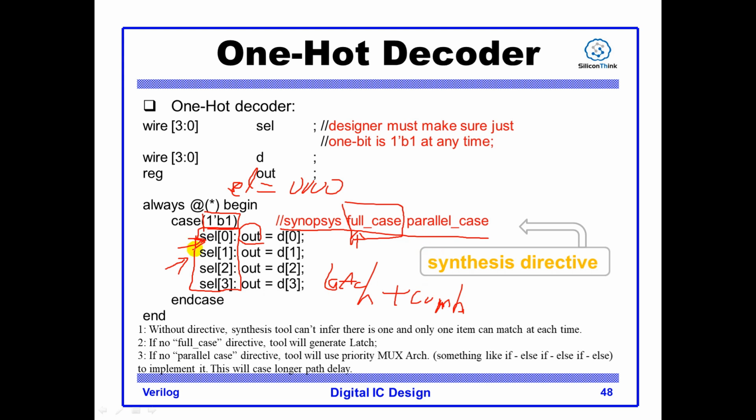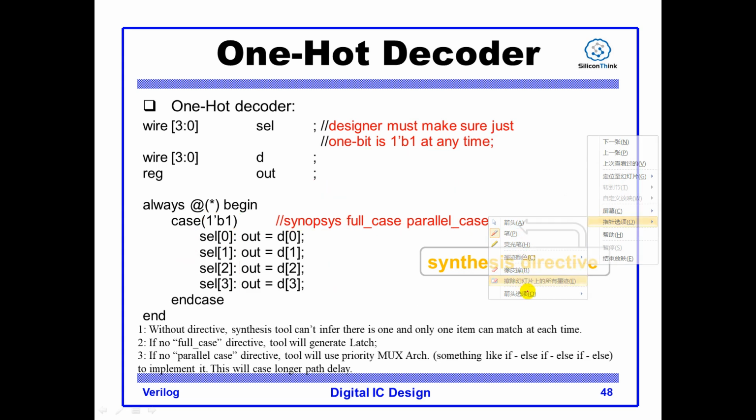And can the tool infer there is only one match item that can match? No, because the tool may think you may have a value that equals this. Then there will be 3 items matching, and in the view of the tool, this will have the higher priority. If the designer can make sure there is just one bit set at any time, you can tell your tool parallel case. That is, the designer tells the tool only one item can match at each time. So the tool will use the Mux architecture to implement this code.